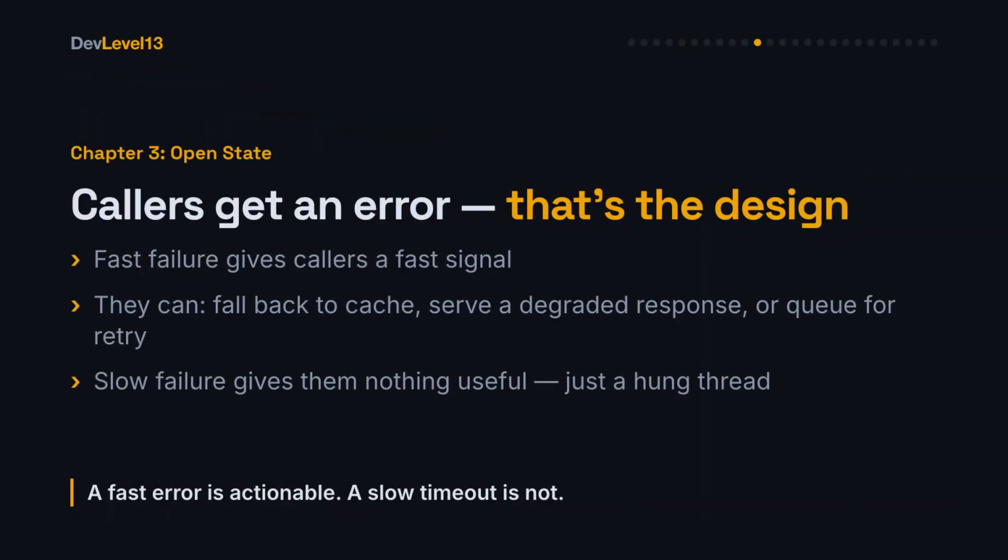When the circuit is open, callers get an immediate error. That sounds worse than a slow timeout, but it is not. A fast error lets the caller fall back to a cache, serve a degraded response, or respond to the user quickly. A 30-second timeout gives them nothing until it expires. Fast failure is a feature.